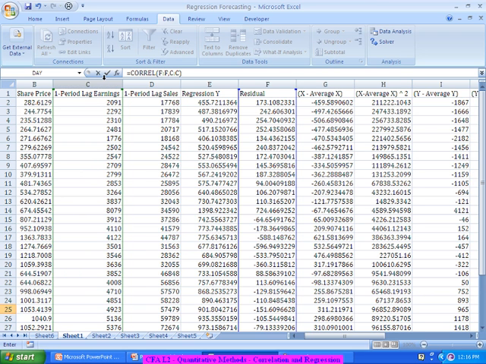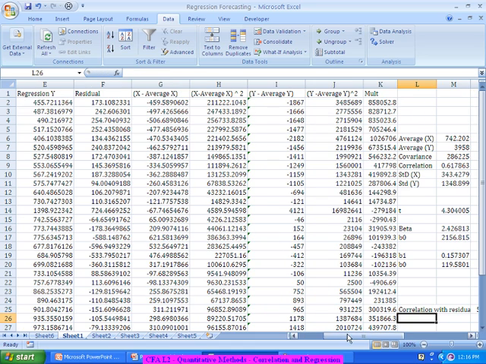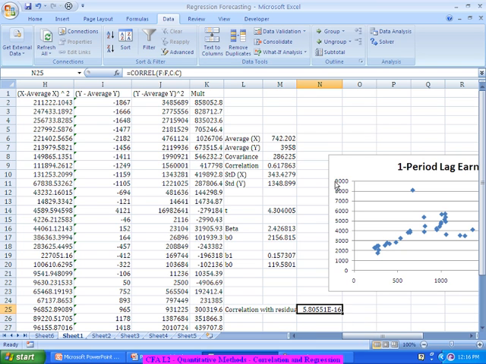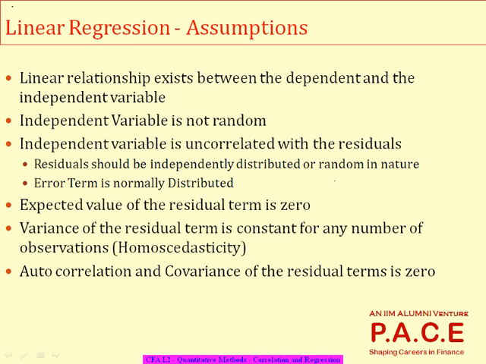Only if this holds, linear regression is valid. If I try to find that out, this number you see is into 10 to the power of minus 16, 0.000005, which is almost zero. Even if I apply my test, it will go with the null hypothesis itself. So this is applicable. The independent variable is uncorrelated with the residuals, and the residuals should be independently distributed, or random in nature.